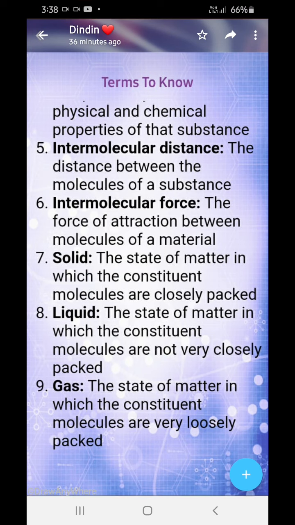Now, what is a solid? The state of matter in which the constituent molecules are closely packed is known as solid. What is liquid? The state of matter in which the constituent molecules are not very closely packed, slightly loosely packed, is known as a liquid. We have three states of matter, you all know: solid, liquid, gas. And gas is the state of matter in which the constituent molecules are very loosely packed.